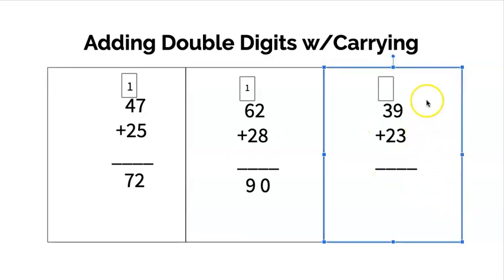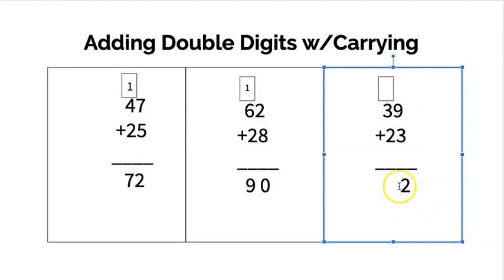All right, let's look at this one. So we have 9 plus 3 is 12. Remember, if we're talking about 12, what number are we going to have to keep in the ones column in the number 12?